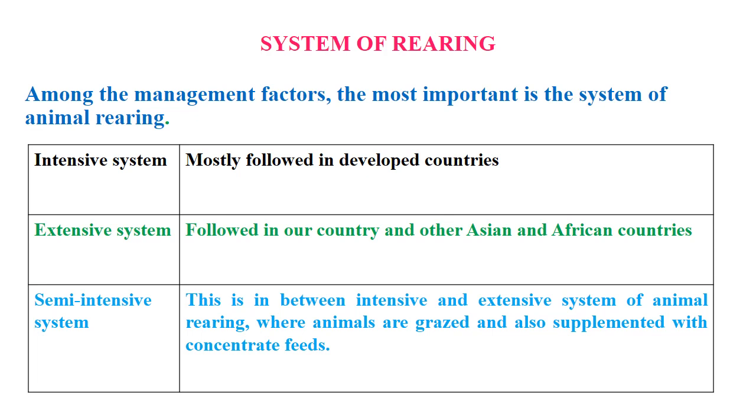Among the management factors, the most important is the system of rearing, the animal husbandry practice. Generally it is of three types: intensive system, extensive system and semi-intensive system. The intensive system is modern factory farming in developed countries, mostly completely enclosed, with animals grown on stall feeding or grain feeding. The extensive system is followed in Asian and African countries, where animals are free, moving around and grazing in free space. The third is semi-intensive, a combination of intensive and extensive, where animals are partially free for grazing and partially supplemented with concentrate feed. We will see the difference of these three systems on meat quality.